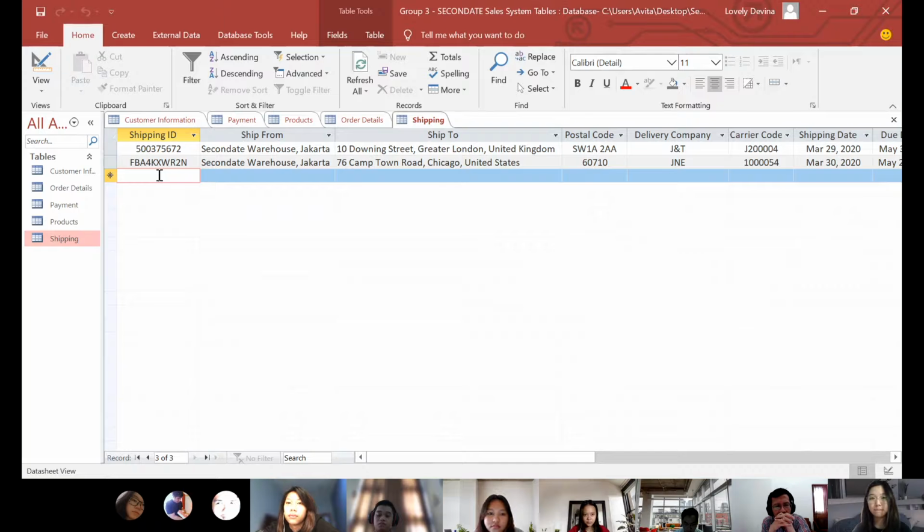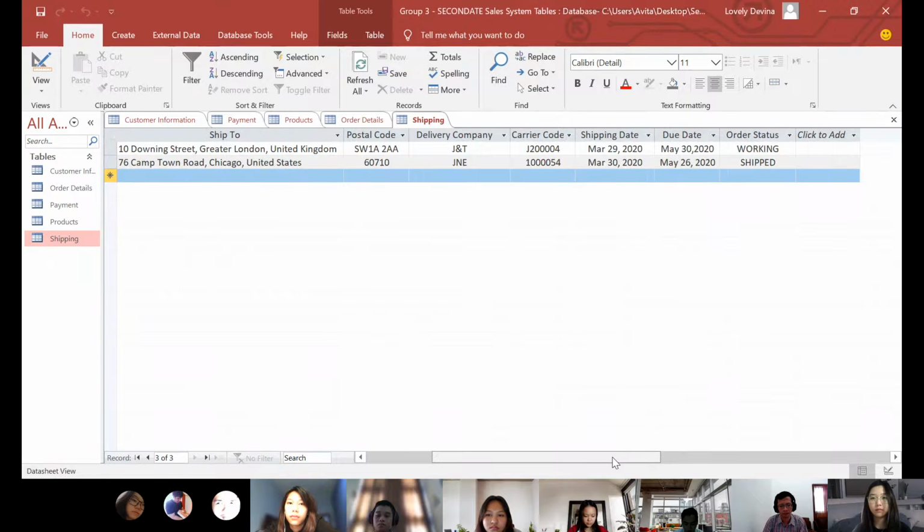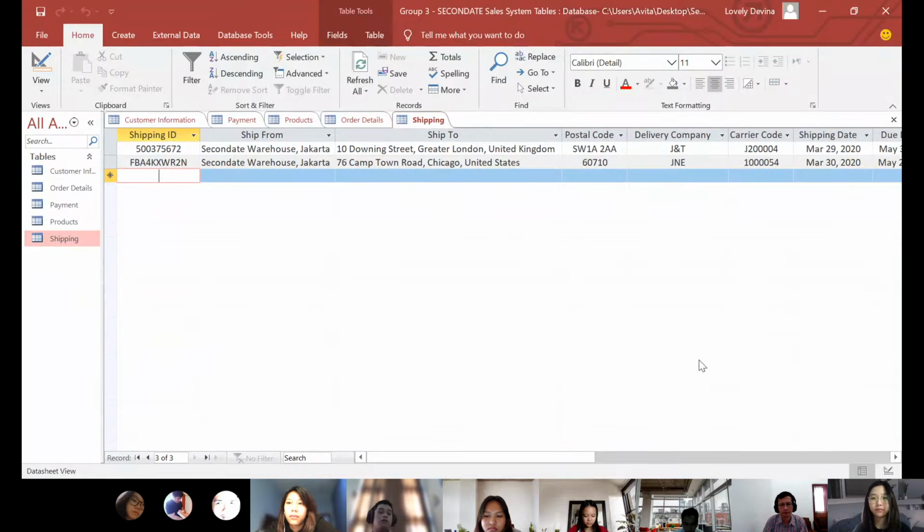And for shipping, shipping ID, where ship from, and ship to, postal code, delivery company, carrier code, shipping date, order status. Is that all? Order status indicates whether the package is still in process or has been received by the customer. Okay, good.